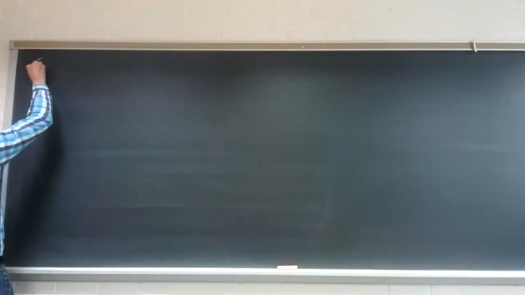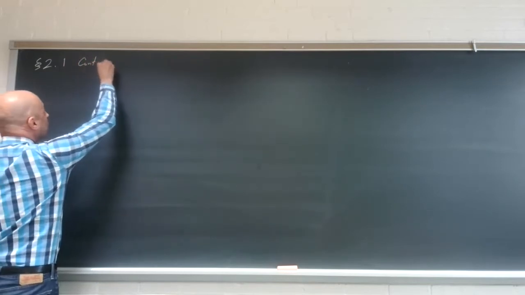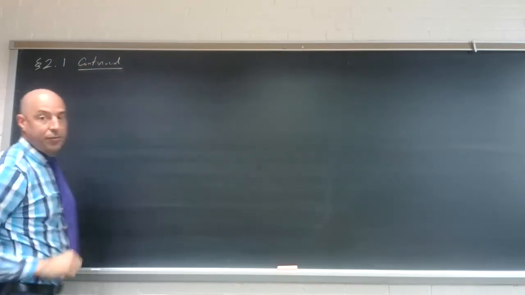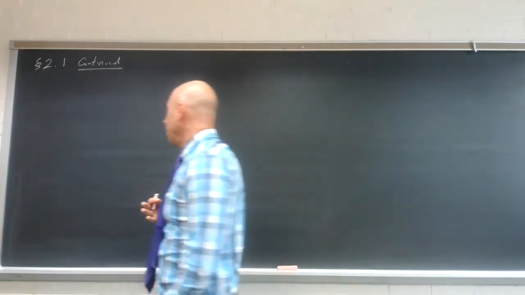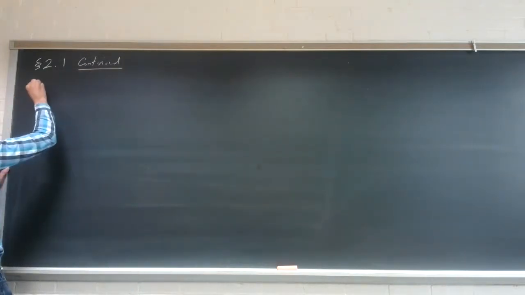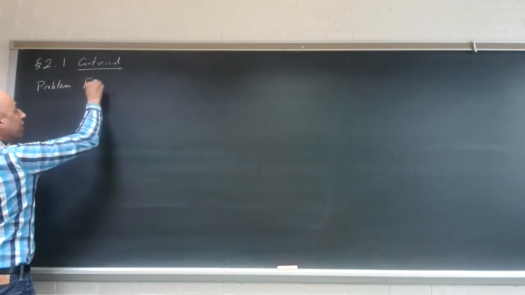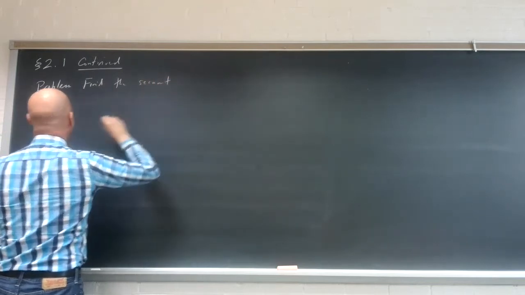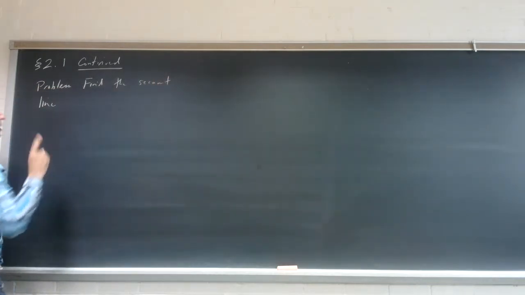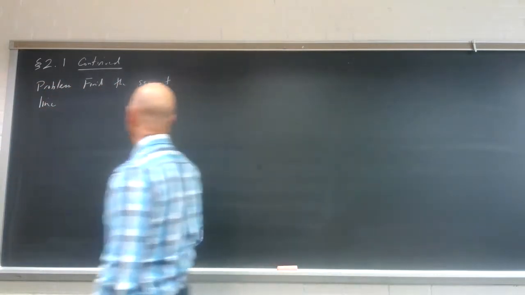Okay, so I want to continue with section 2.1. And when we started this section in class, I gave you the following problem. Find the secant line. So remember, a secant line is a line which touches a curve at two given points.